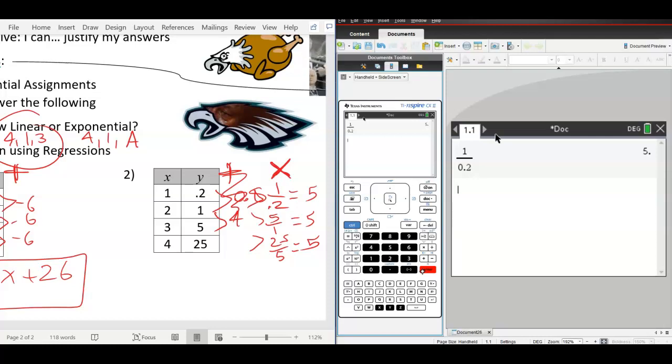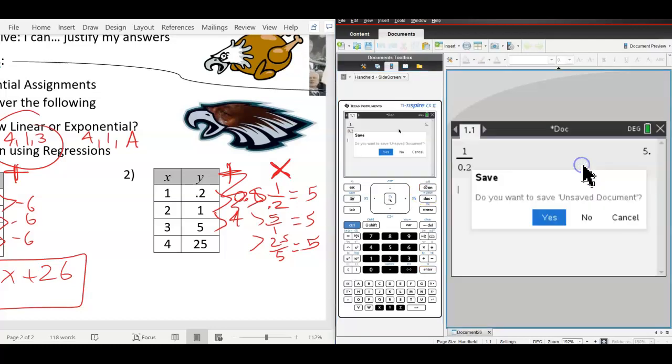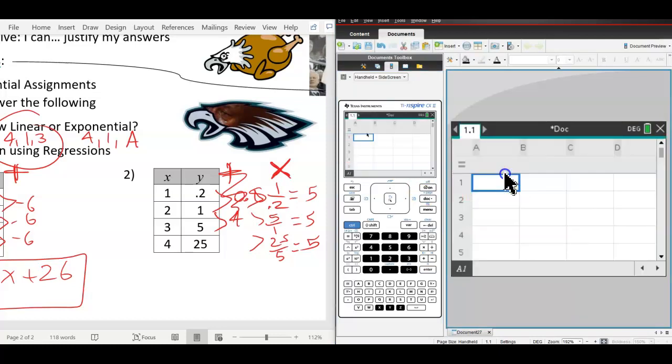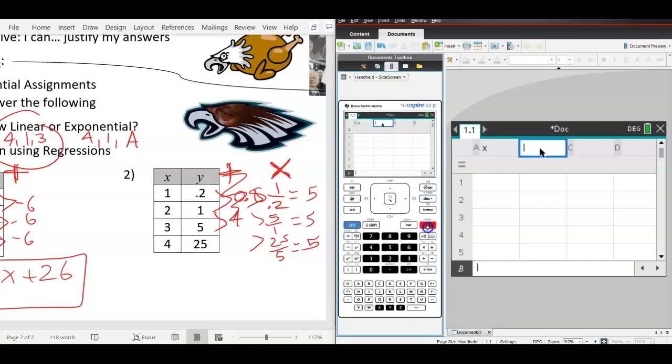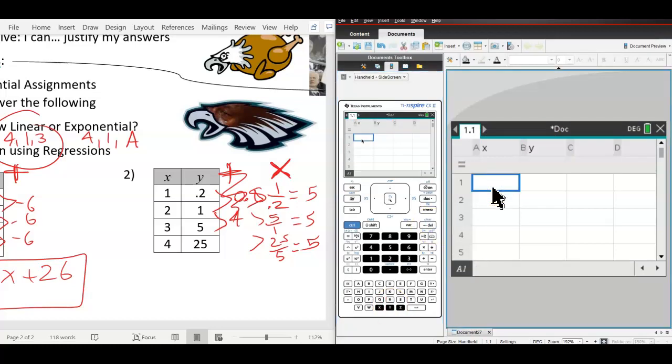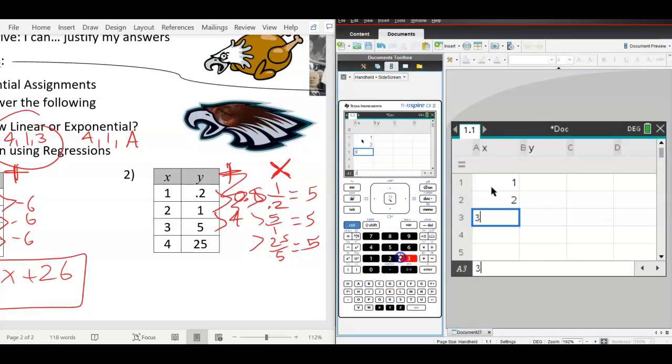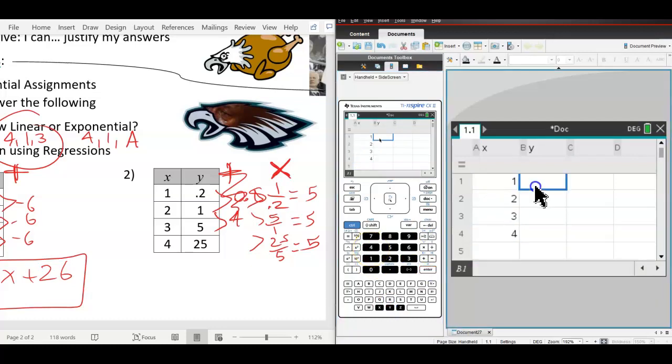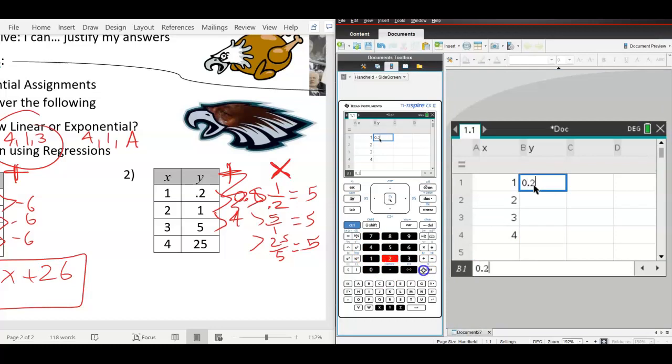So we can get our equation. This is what we did yesterday, literally, right? Number 4, x and y at the top, not r, y. Okay, plug in the data. Then 0.2, 1, 5, and 25.